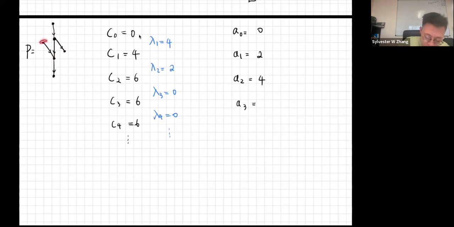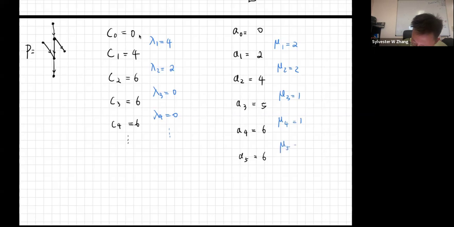If you want to use one more anti-chain to cover the poset, then you have to take this and then you can get 5. But you're not able to do any better than that. And then A4 equals 6. You get everything. And then A5 equals 6. Again, for the same reason, you get the same number if you want to use even more anti-chains. If you calculate the differences, mu1 equals 2, mu2 equals 2, mu3 equals 1, mu4 equals 1, mu5 equals 0, and then all the rest are 0.